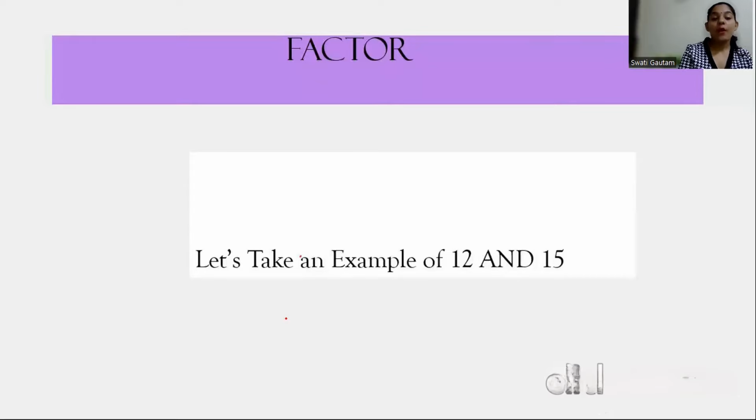Yes, so let's talk about the factor. What are the factors? Why do we call them factors? What is the meaning of factor? Factor, we can also call it a divisor.